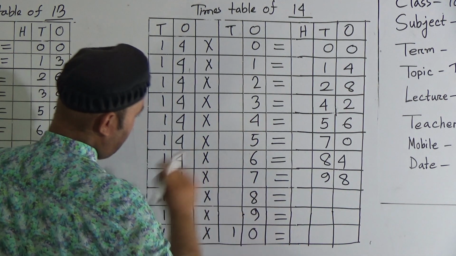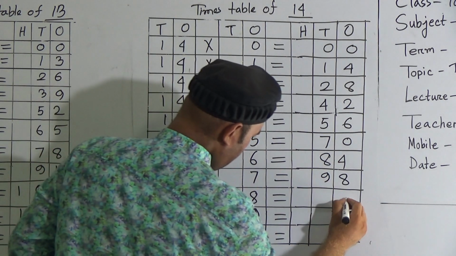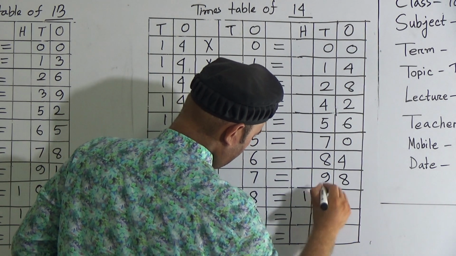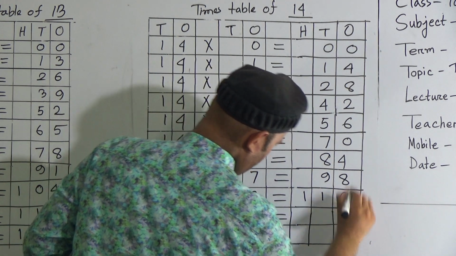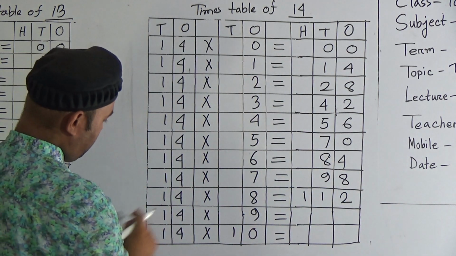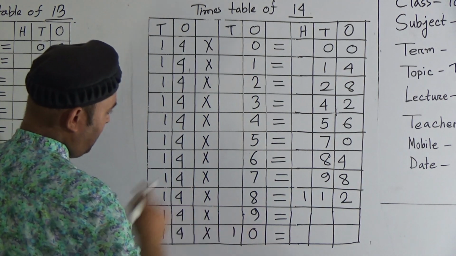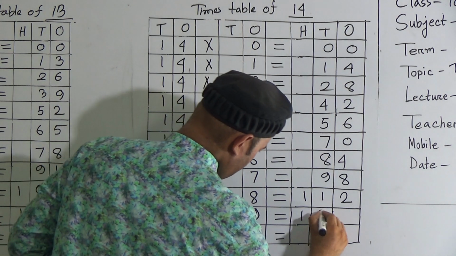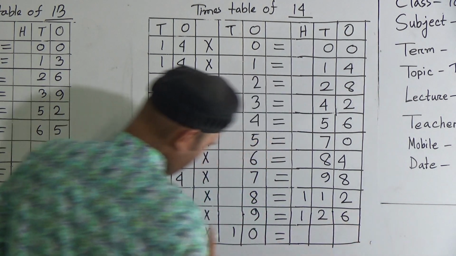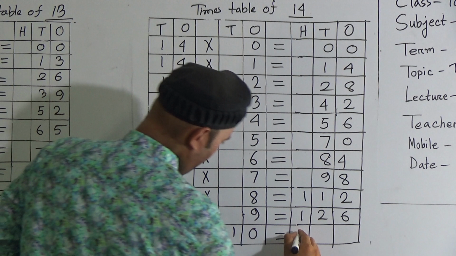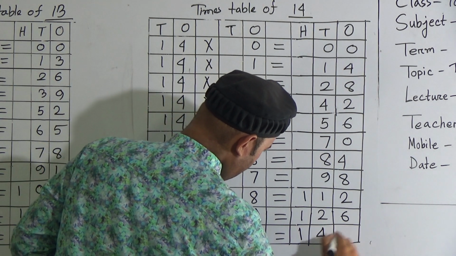14 eights are 112. 14 nines are 126. 14 tens are 140.